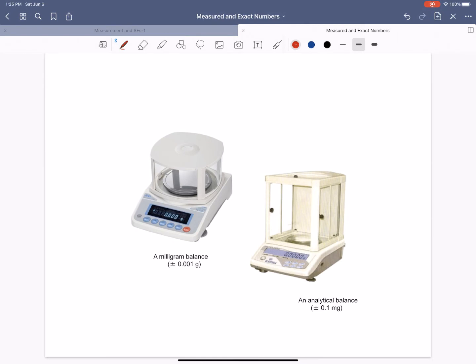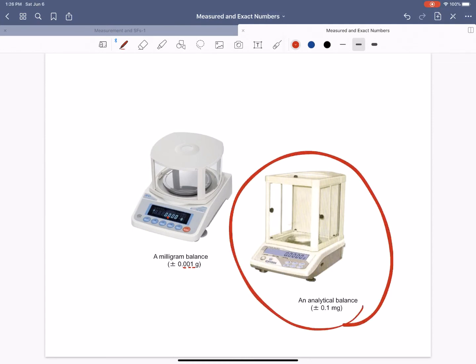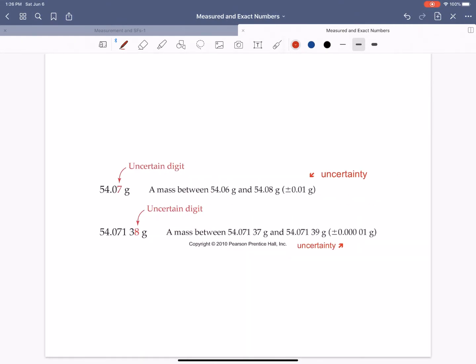A milligram balance, it's almost impossible to see, but there's a decimal there. And then tenths, hundredths, thousandths. The thousandths of the gram is the place being estimated. This is called an analytical balance, and the place that is estimated is 4 places past the decimal. Hopefully we'll get into the lab and you'll get to use some of those. They're super pricey, but it's very cool. They're a very precise instrument.